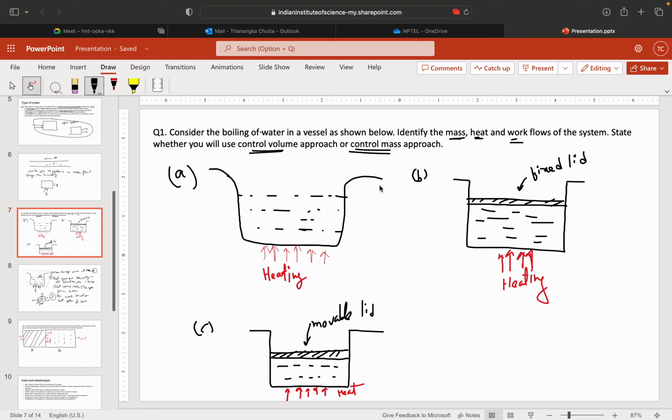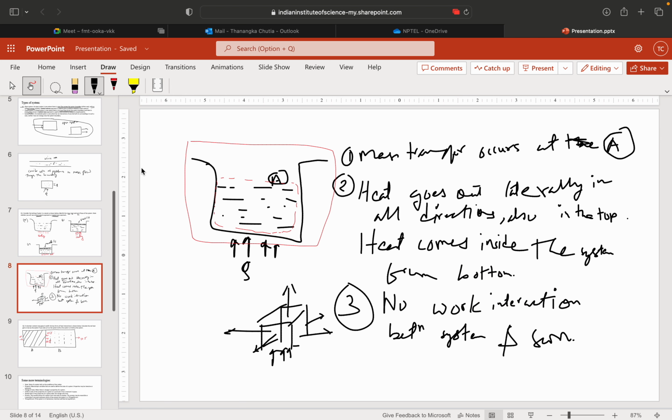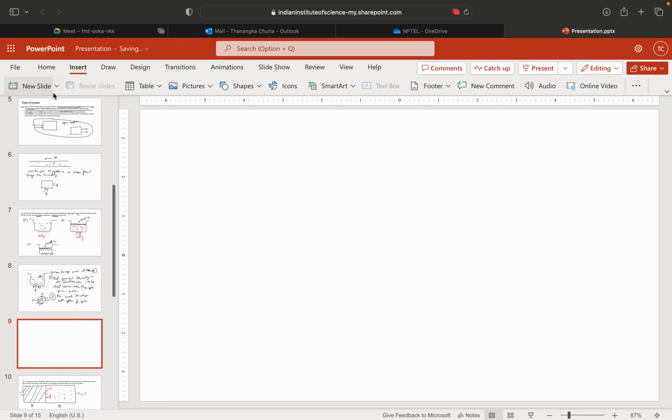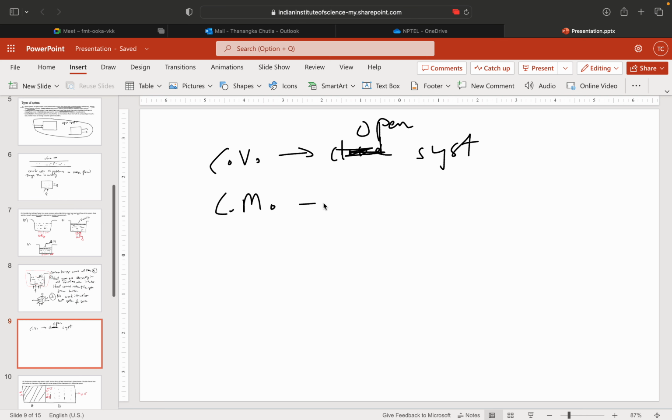That is feasible. It is not that if you do not take the control mass approach in a closed system, then it will be a problem. It will not be a problem, just the calculations will be too much. So it is better we do control mass. Let me write once again. Control volume for open system, and control mass we do for closed system.